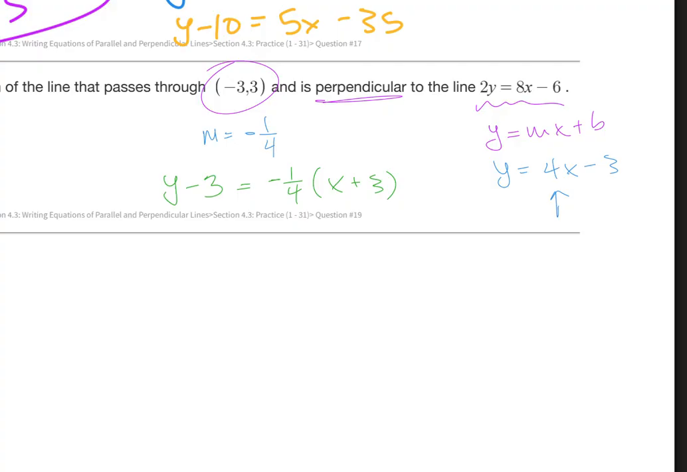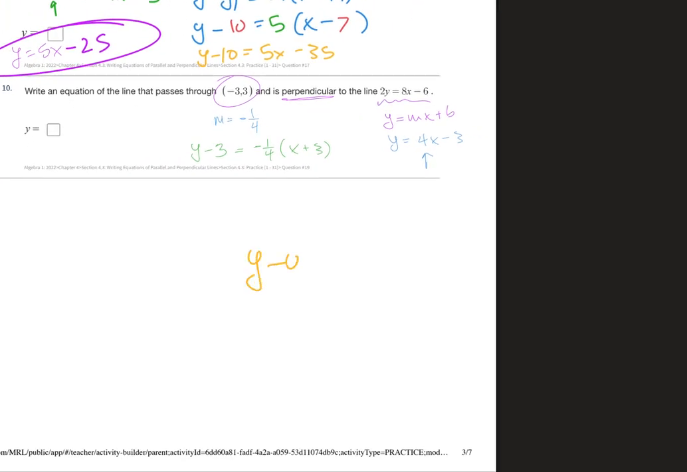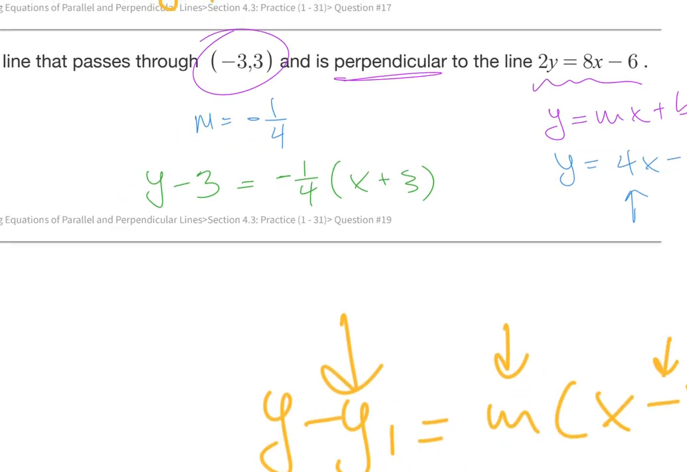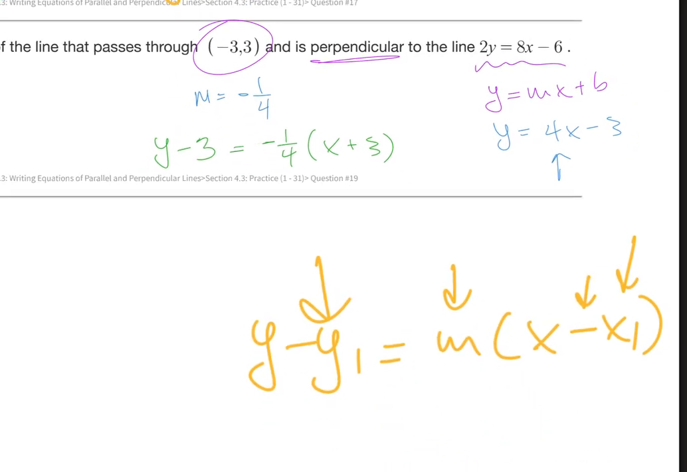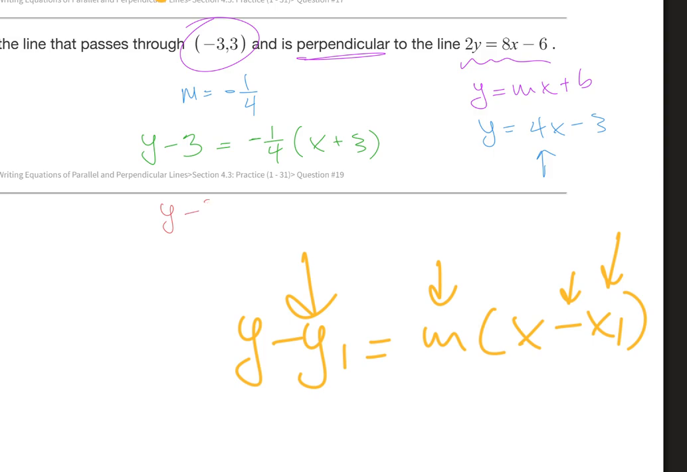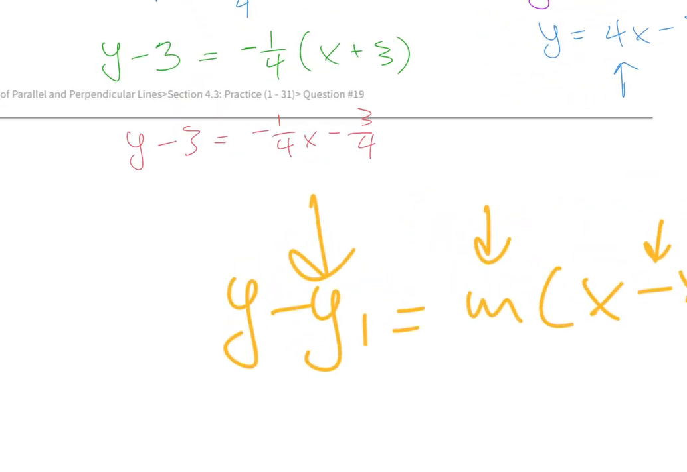If you are lost, here's what just happened. I did y minus y1 equals m times x minus x1, and I plugged in the slope that we had right here. I plugged in here and here the point that we had right there. And then I even simplified this to be positive because it was a negative, right? So just save some steps. Now I'm going to distribute the negative 1/4, and I'm going to add 3.